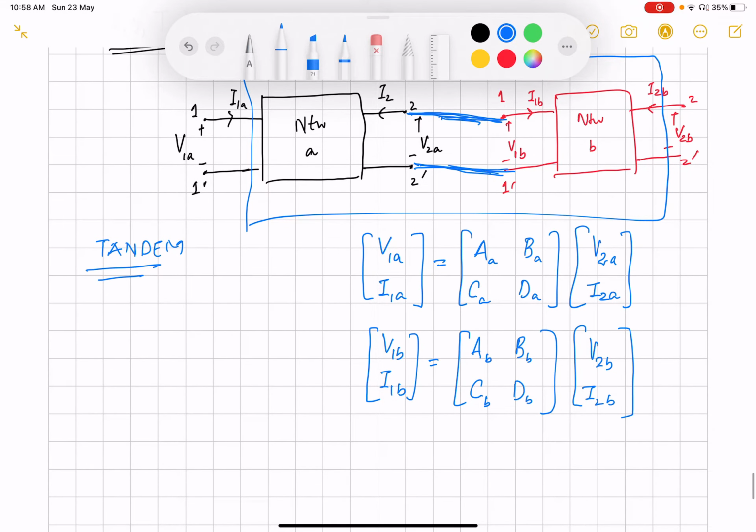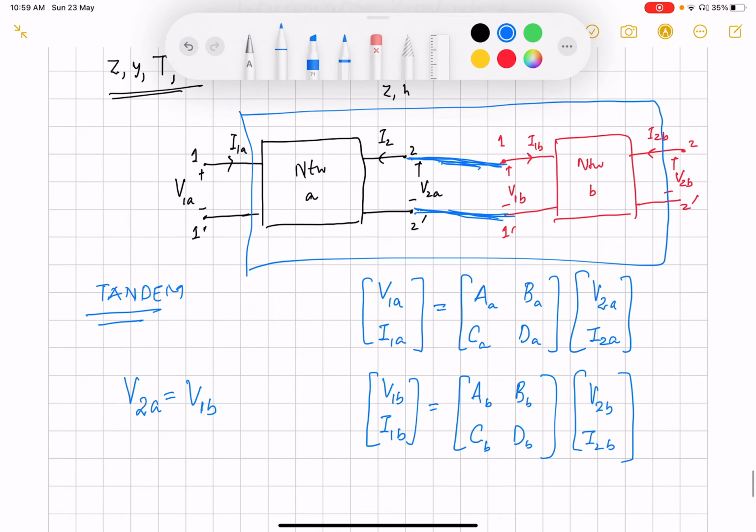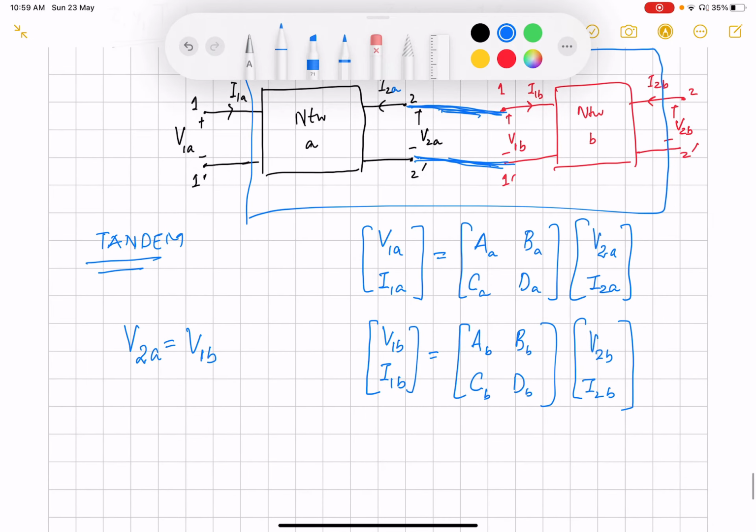And what happens because of this connection that we have created in between is that we have V2A equal to V1B, and I2A is equal to minus I1B. We have a minus sign here for both these currents. So can we eliminate these intermediate variables? Because if you look at this side, you have V1A and I1A here, and V2B and minus I2B here. So we have to eliminate these parameters in between.